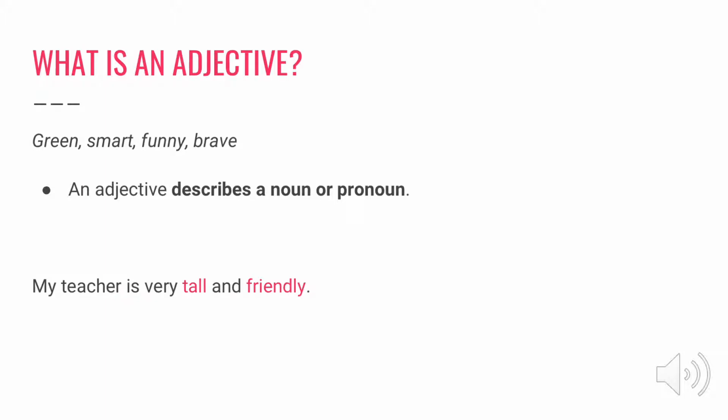Next, we have adjectives. Adjectives describe nouns and pronouns. Adjectives can tell the reader how much or how many of something you are talking about. For example, we could say, please use 3 white flowers in that bouquet. Or they can describe people, such as my teacher is very tall and friendly. Some other adjectives are green, smart, funny, and brave.